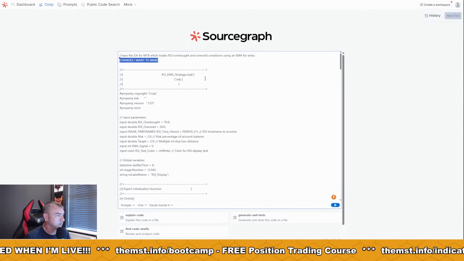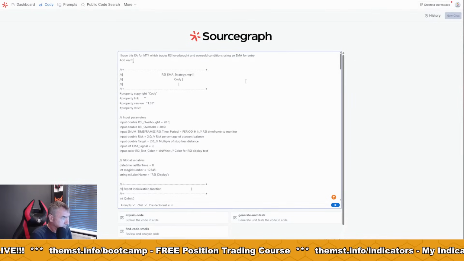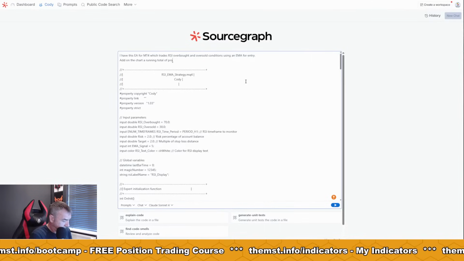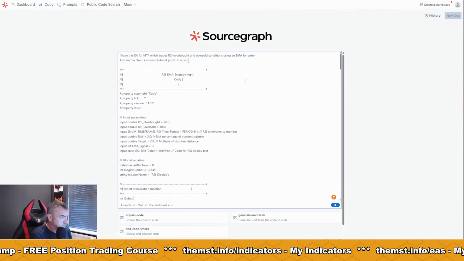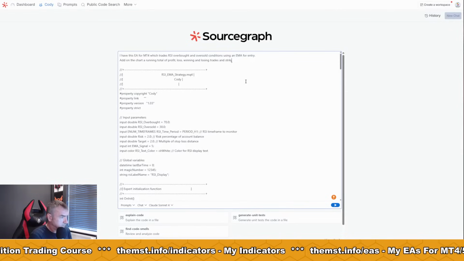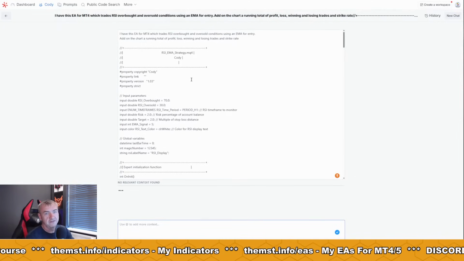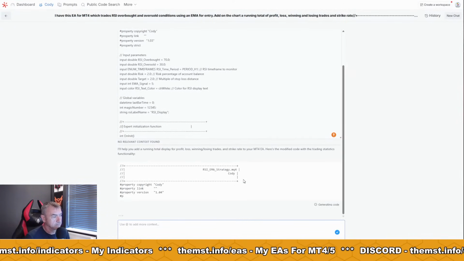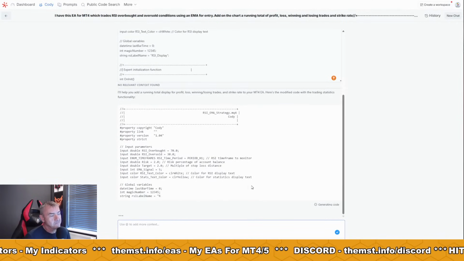So let's just think of something else we can ask it to do. Add on the chart a running total of profit, loss, winning, and losing trades, and strike rate. Yeah. So just asking it to add some new functionality, but you'll see that this will speed up a fair bit. Yeah. It's not actually that much faster in this particular case, but usually it will be.